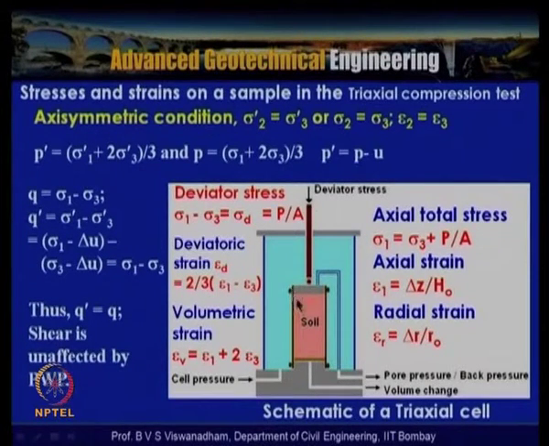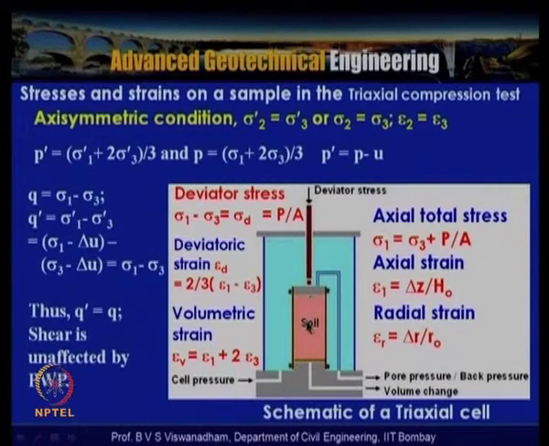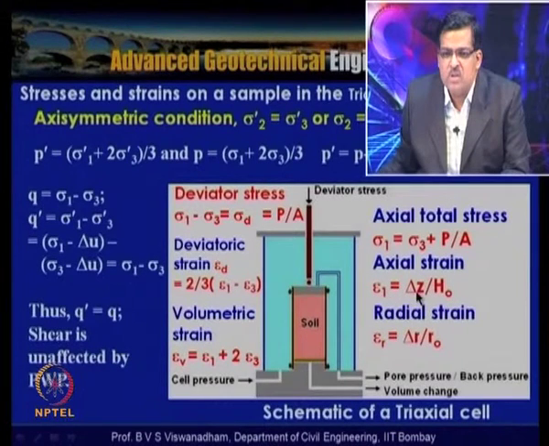H naught is the original height of the sample, and delta Z is the vertical compression of the sample, or vertical strain actually experienced by the sample. So epsilon 1 is equal to delta Z by H naught, and radial strain, that is the bulging if it actually happens, for example for a loose sand or for a normally consolidated soil, then epsilon r is equal to delta r by r naught.